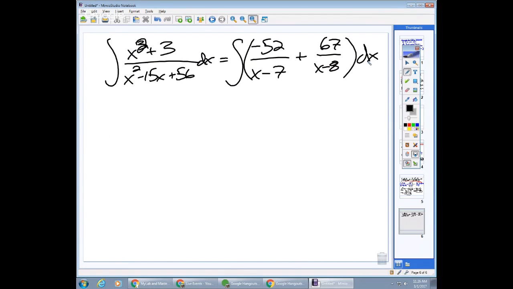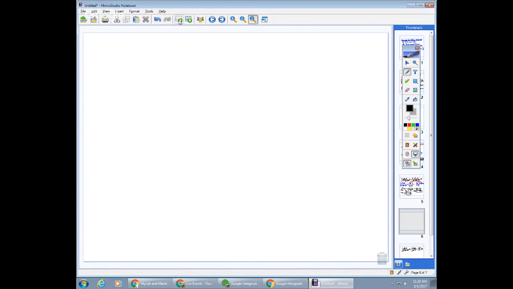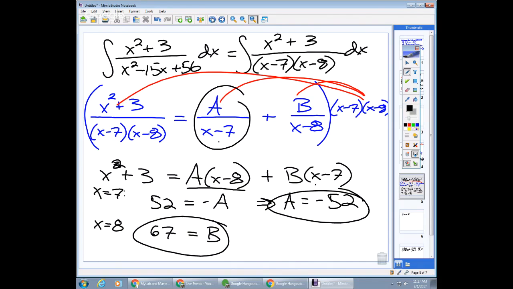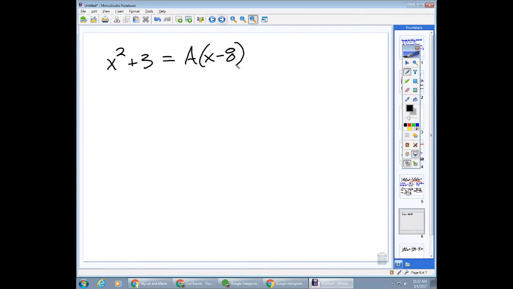Now, before I continue that, I just want to show you the other way of dealing with what we have. So let's go back a page and put a page in between. We eliminated the denominators, so we have the numerator, x squared plus 3, is equal to a times, let's see, what was that? The x minus 8, plus b times x minus 7.